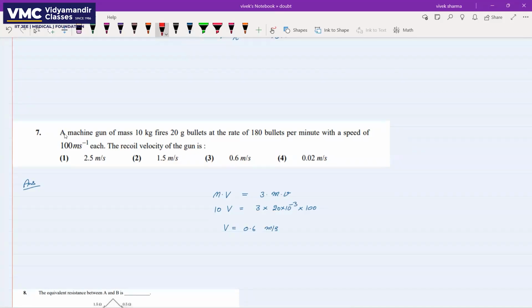बट क्योंकि क्वेश्चन में हमें रिकॉयल वेलोसिटी में कुछ टाइम तो दिया नहीं है, कितने टाइम के बाद हमें कैलकुलेट करना है, सो अकॉर्डिंग टू वीएमसी हमने आपको एक क्वेश्चन चैलेंज करने के लिए बोला है, दिस इज अ बोनस क्वेश्चन.